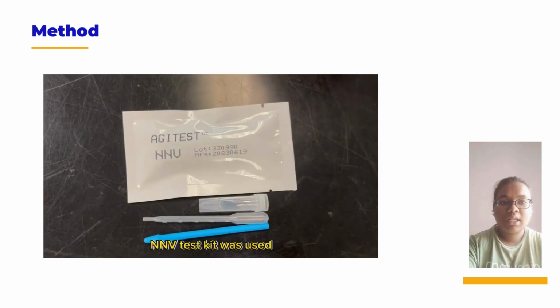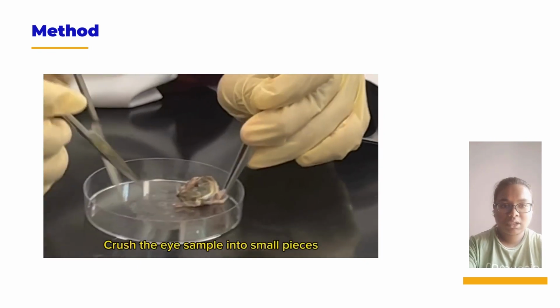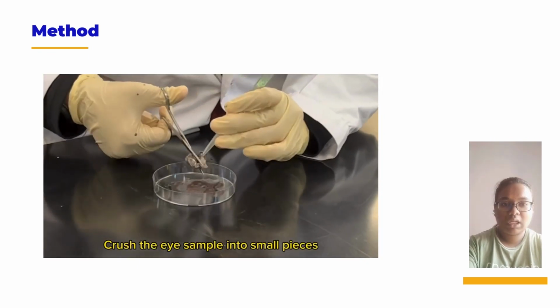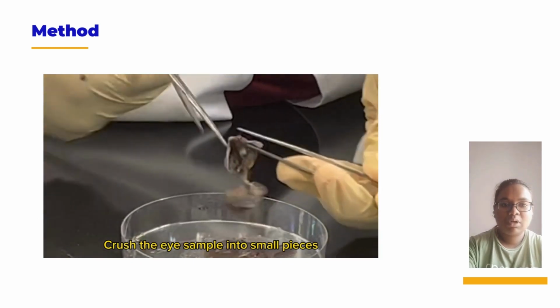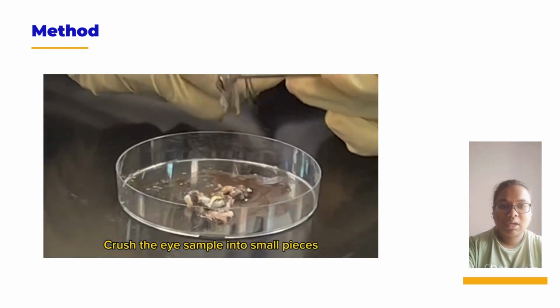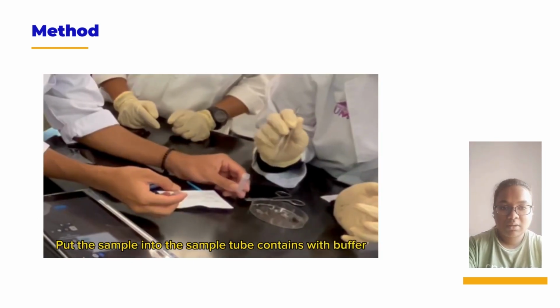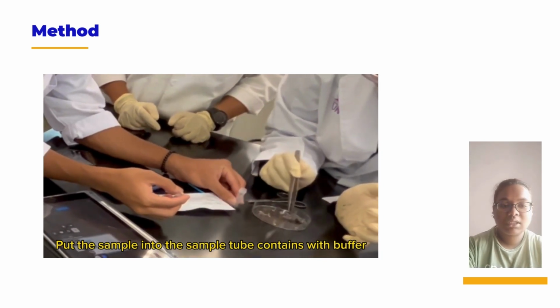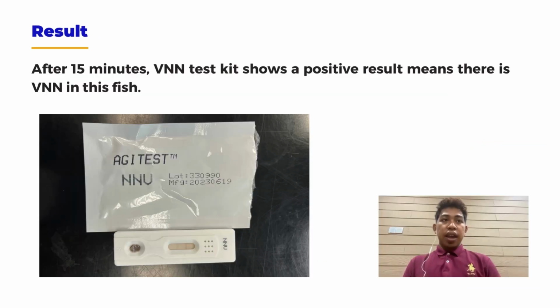Waiting period: let the kit sit for the specified time for the immunochromatographic reaction. After the waiting period, check for the lines on the kit. A double line indicates a positive result, VNN present. A single line indicates a negative result. After 15 minutes, the VNN test kit showed a positive result, which means there is VNN in this fish.